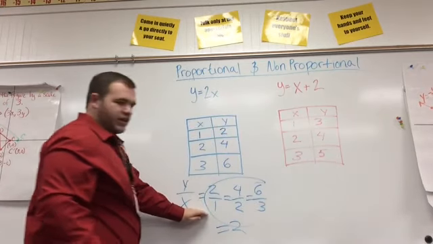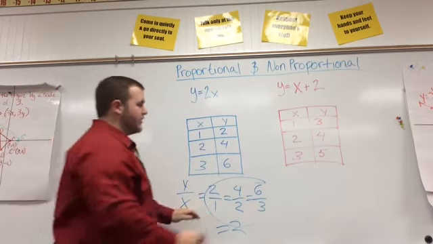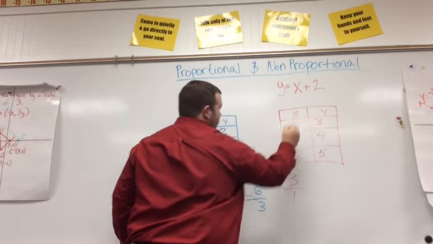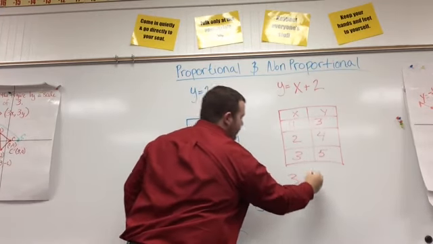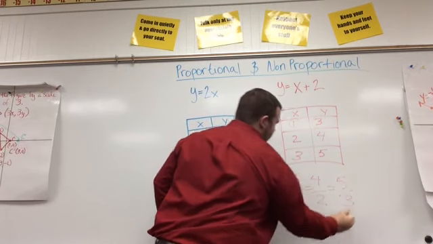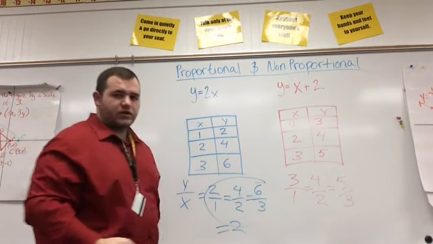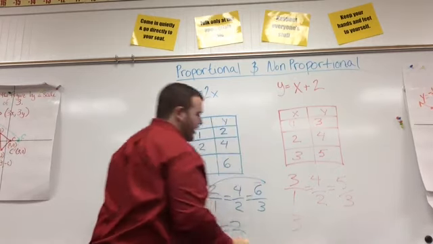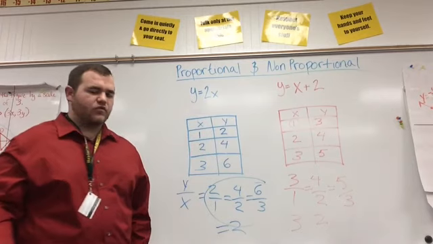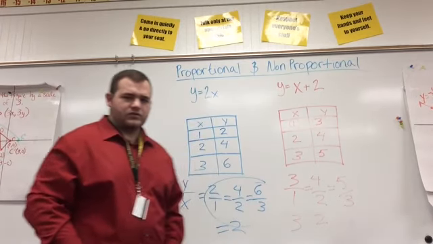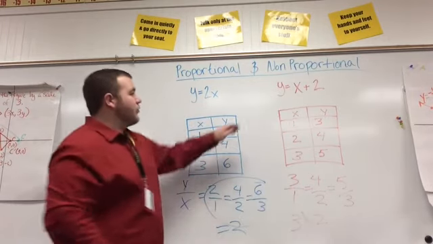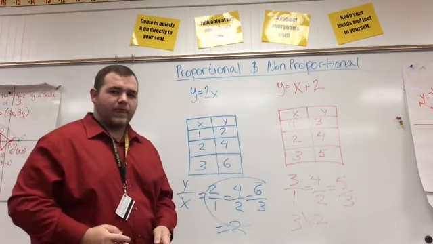And so again, we want to set it up as a ratio and see if it's constant. So 3 over 1, because we have 3 in our y and 1 for our x, equals 4 over 2 equals 5 over 3. Well, we know 3 over 1 is the same thing as 3. And 4 over 2 is the same thing as 2, because 2 goes into 4 2 times. But does 3 equal 2? No, it doesn't. So y equals x plus 2 is not a proportional function.